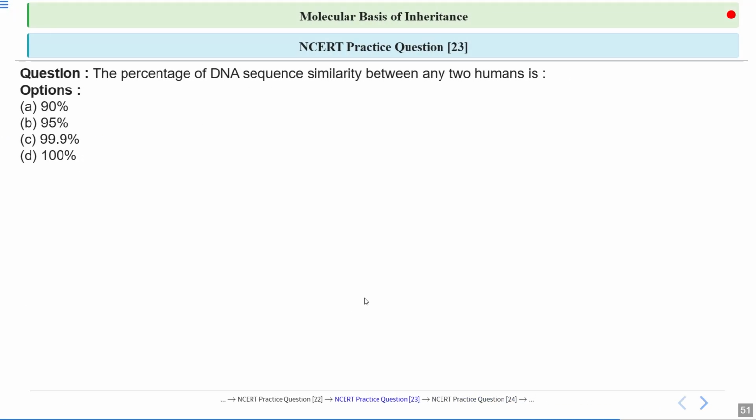The next one, the percentage of DNA sequence similarity between any 2 humans is. Okay. How much genome is similar? How much DNA sequences are similar in 2 different individuals of humans? So options are 90%, 95%, 99.9%, or 100%. You have to tell about percentage of DNA sequence similar between 2 humans.